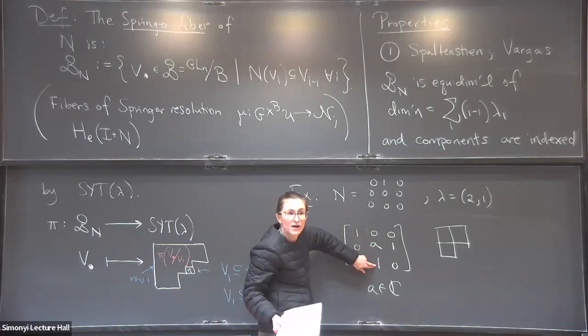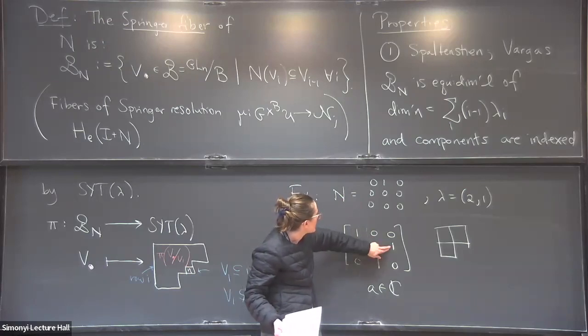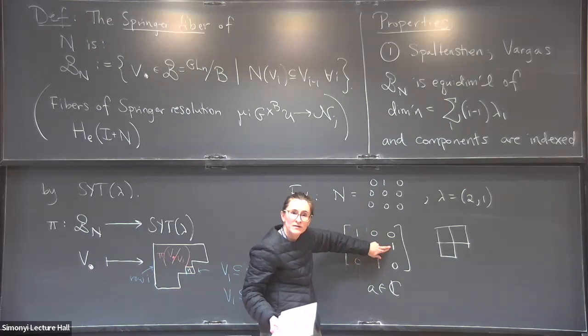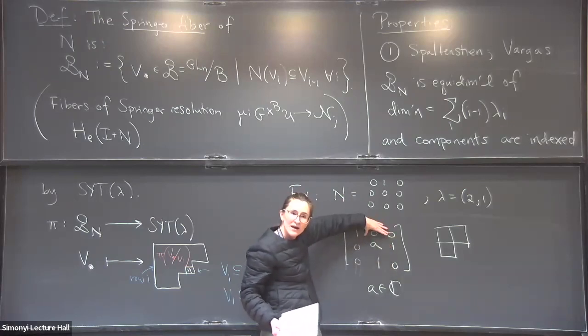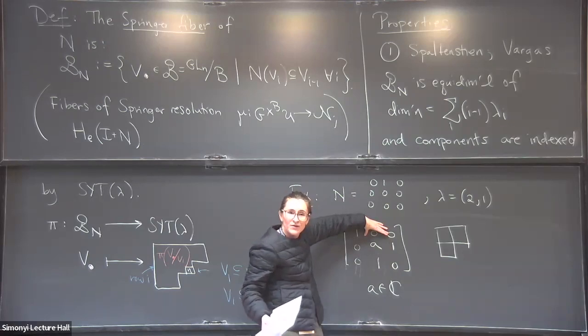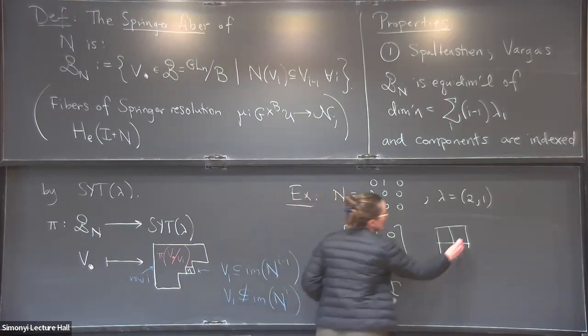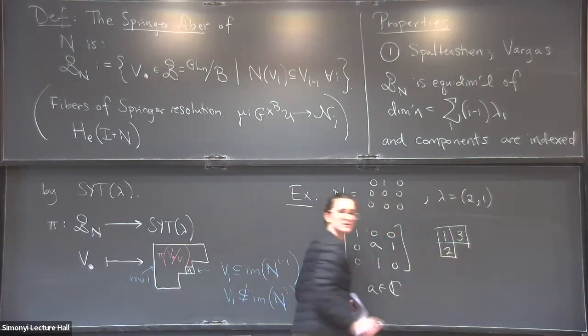Now that's in the kernel after I mod out by E1. And E2 will also be in the kernel. So if I think about the span of what's left over, I think about how N acts on this. Now it's 0. Okay. So 3 had to go here and 1, 2 goes here.